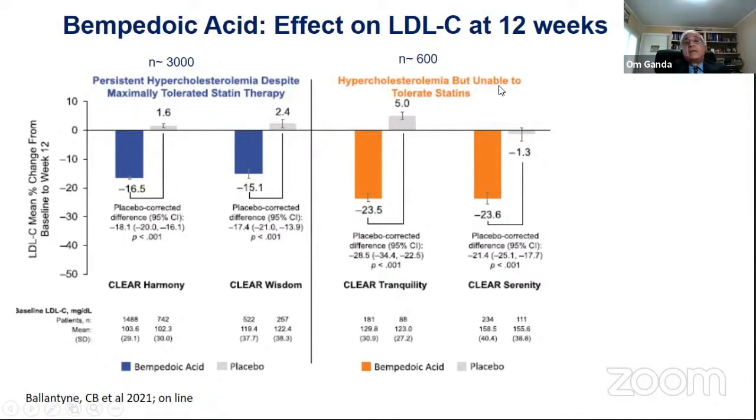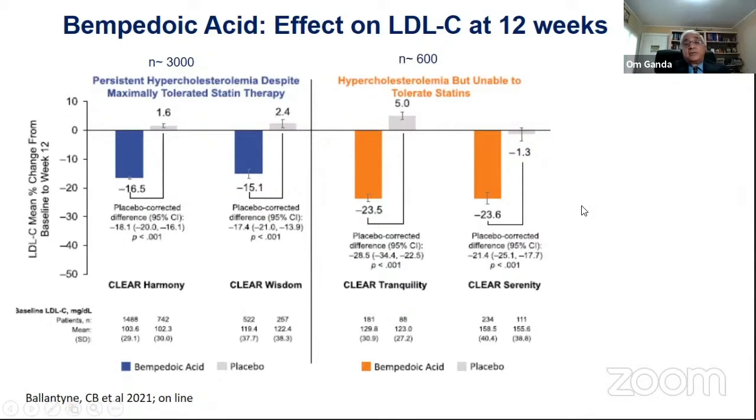Okay, and then there on the right, you can see there are two trials in people who are totally intolerant to statin. Hard to find these people who are totally intolerant, but they found 600 people in these multi-site studies. And you can see they did even a little bit better, maybe because the baseline LDL cholesterol was higher to begin with, 130 versus 104 here. So they went down by 24% in each case.